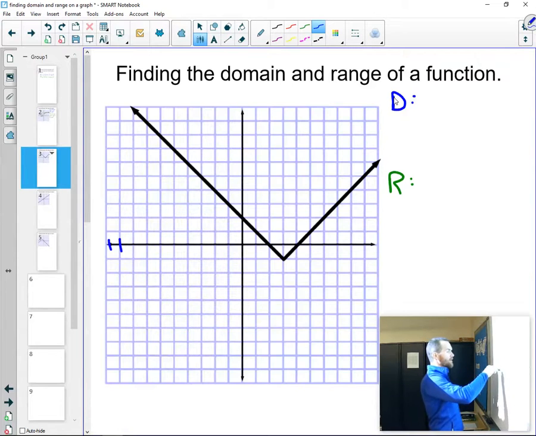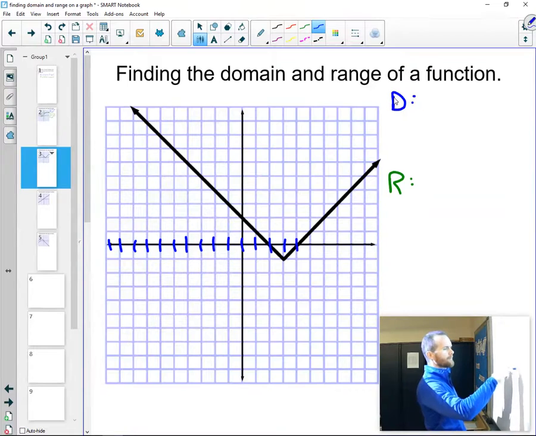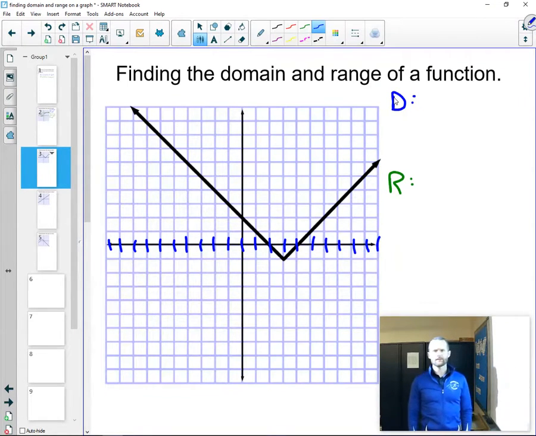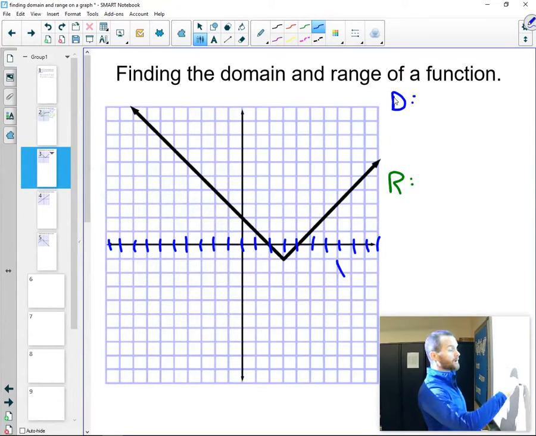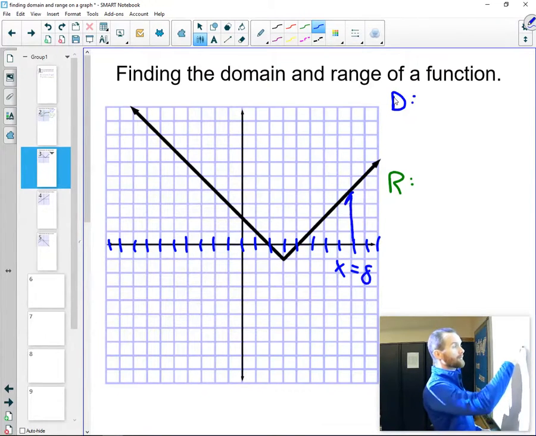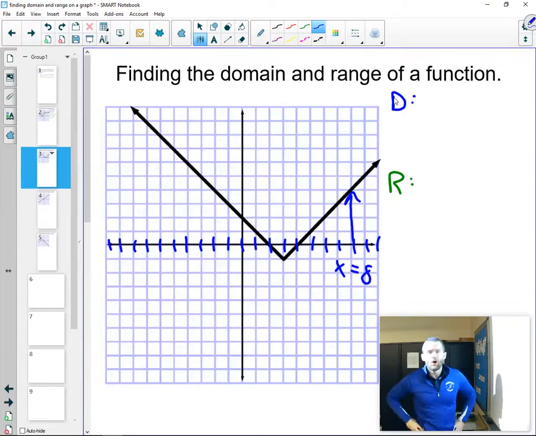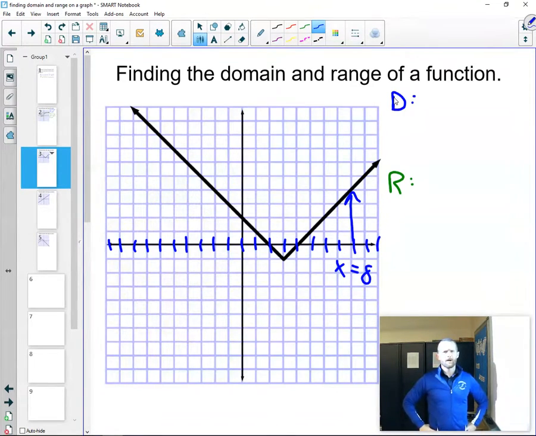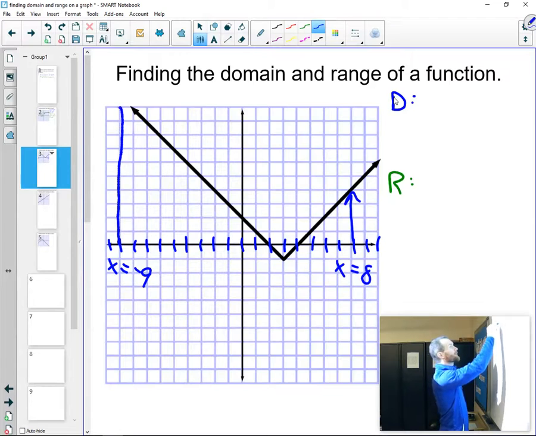Let's start with the domain. So we're talking about these values right there. The domain are the x values. Now, one that would work, let me see, x equals 8 would work, because if I go up from x equals 8, we can hit the function. One that doesn't work is a little bit more difficult to find. I might be tempted to say, oh, x equals 9, or excuse me, x equals negative 9 won't work, because if we go up, we're going to miss it.